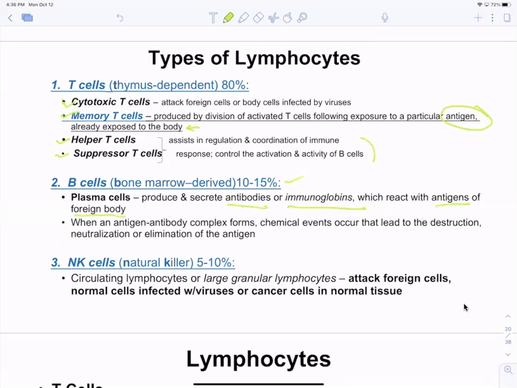And then they tell the B cells to come also join the fight. And so B cells are termed an indirect attack cell.